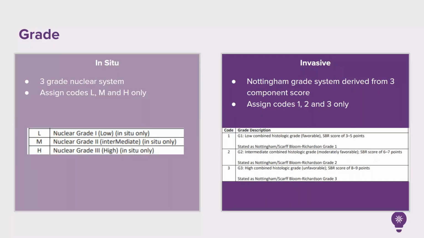And documentation for these grades on the path report might be listed as 1 out of 3, 2 out of 3, or 3 out of 3, but this is not documenting a Nottingham grade. The invasive tumors use the Nottingham grade system, which is also known as Scarf-Bloom-Richardson or Bloom-Richardson. And this grade is derived from a 3-component score to give a combined scoring grade. Grade 1 is score 3 through 5, grade 2 is score 6 through 7, and grade 3 is score 8 through 9.